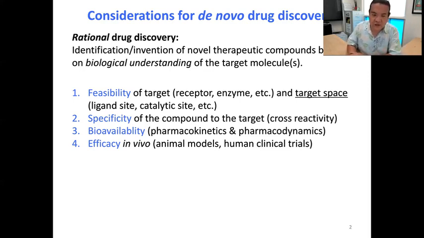So let's go ahead and explore these a little bit more in depth. First off is feasibility, right? How does one go about finding a particular target that you even want to start designing a drug against?